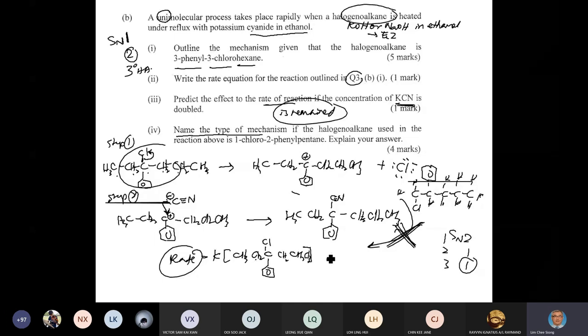And okay, be careful. SN2 mechanism, and they ask you to explain your answer. So you have a total of 3 points to explain. What are you going to explain? First one, you can say this is under a bimolecular nucleophilic substitution.